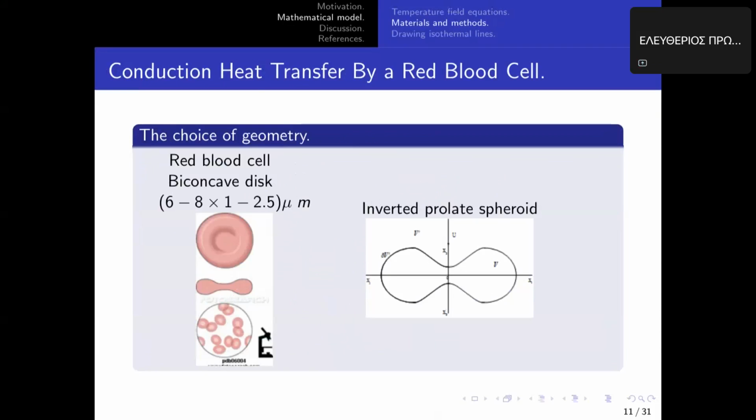Let's discuss the choice of our geometry. In every mathematical model, we need to choose properly the physics and the geometry. We have talked about the physics, and about the geometry, as we talked previously. The red blood cell shape is a biconcave disk, which resembles an inverted prolate spheroid, and therefore the inverted prolate spheroidal coordinate system is the appropriate coordinate system in order to solve our problem.